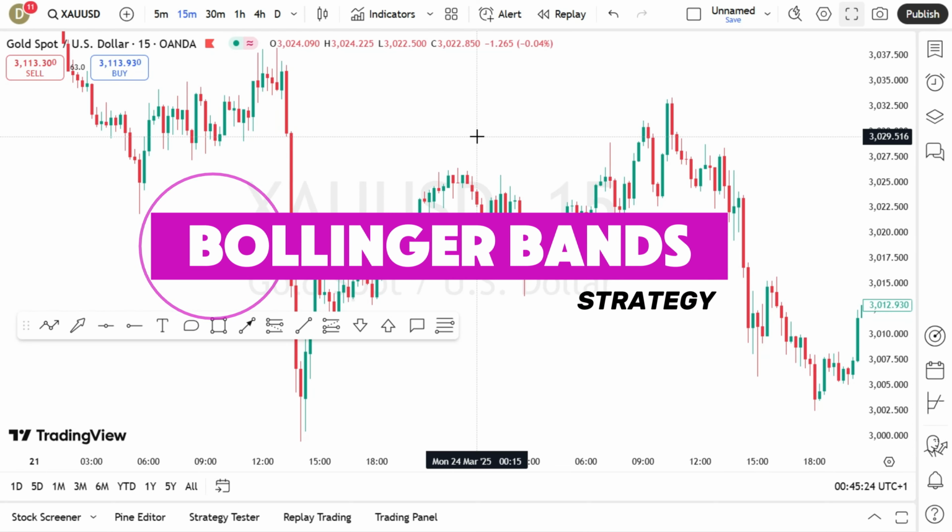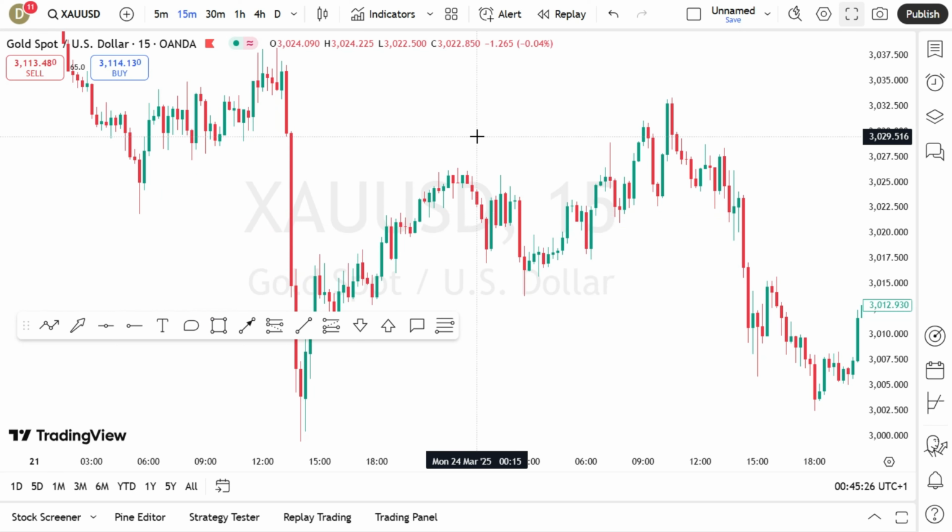Bollinger Bands is used to measure how loud or quiet the market is. When we see the market is loud, it means there is high volatility in the market. And when we see the market is quiet, it means there is low volatility in the market. Quiet market means low volatility. Loud market means high volatility.